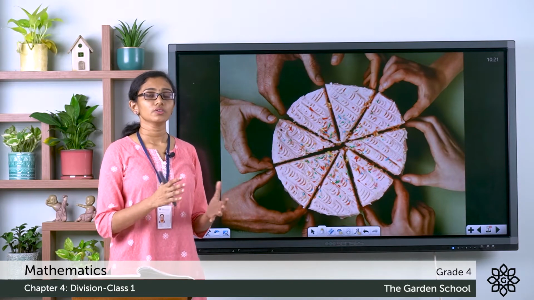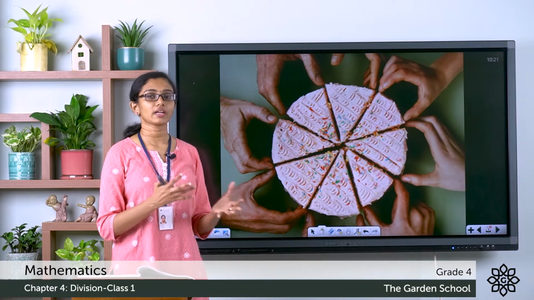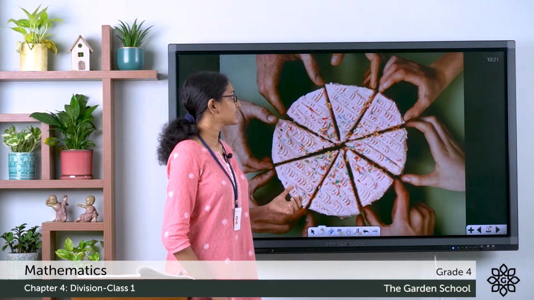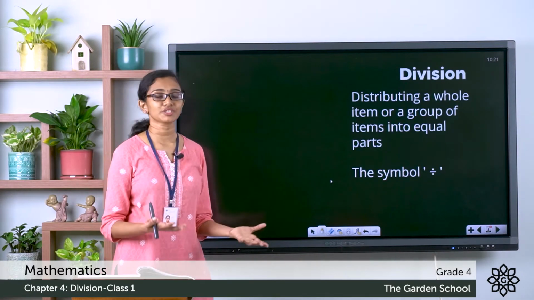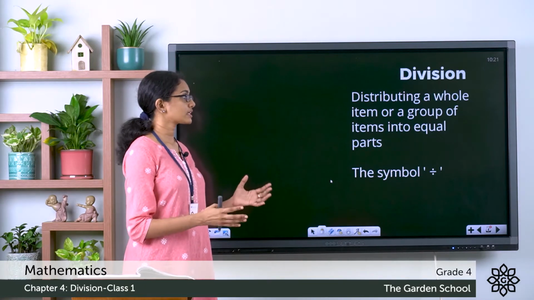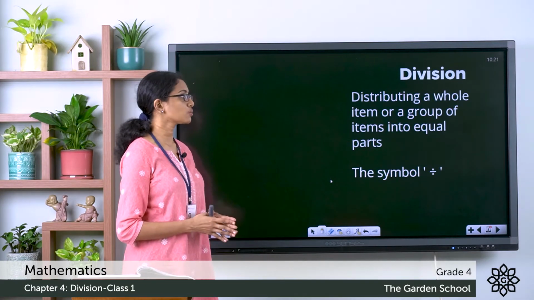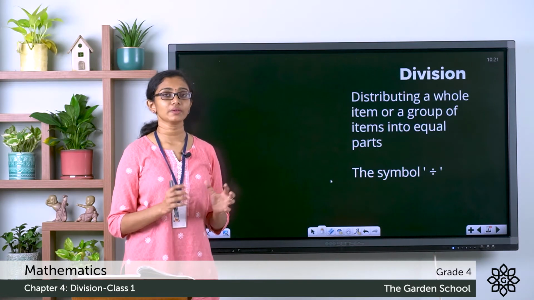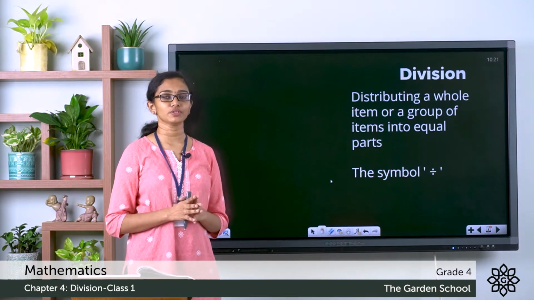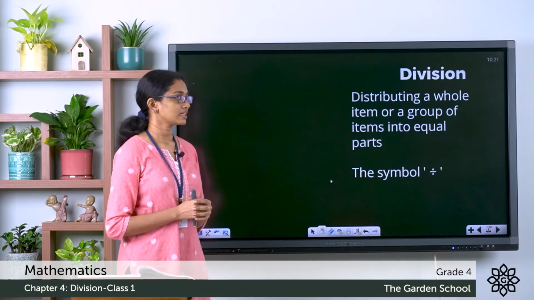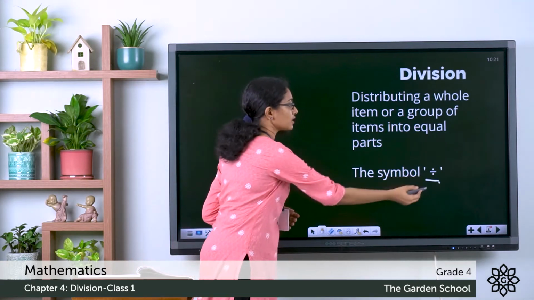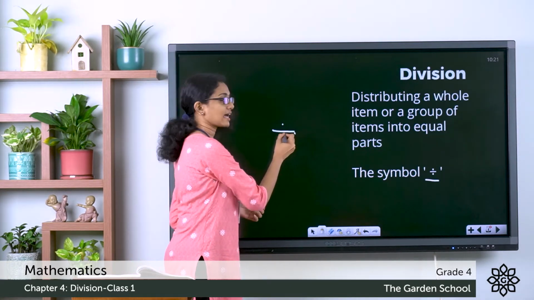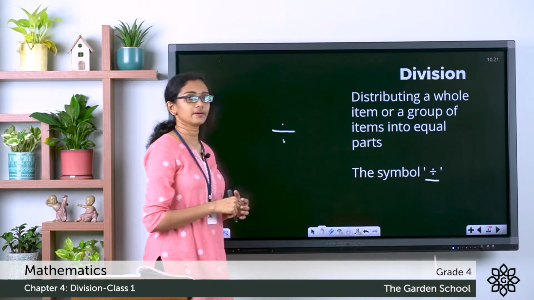So here you are dividing a whole object or an item into equal parts. When you do that, you call that division. So distributing or separating a whole item or a group of items into equal parts is called division. And we use a symbol to represent division in mathematics. This is the symbol that we use for representing division. First a dot, below that a dash, then again a dot under.